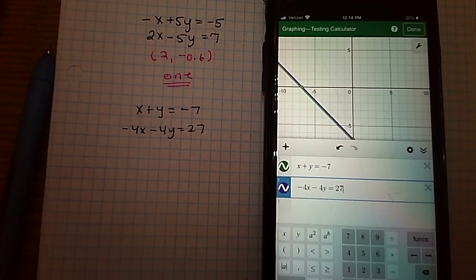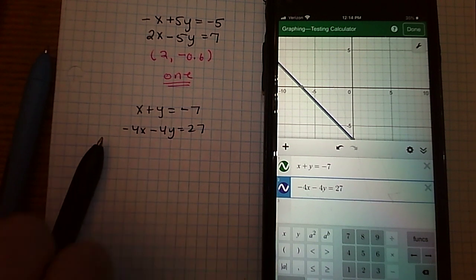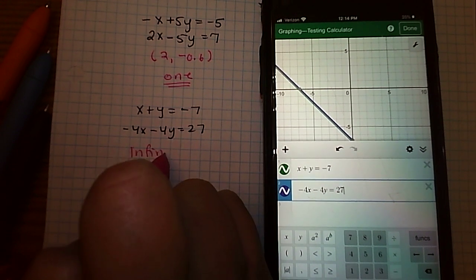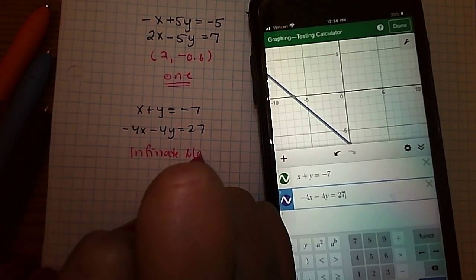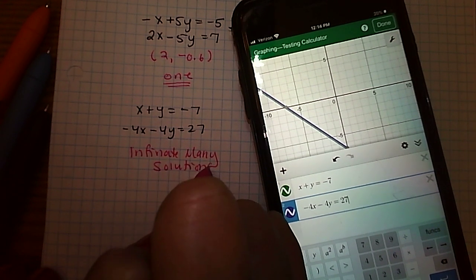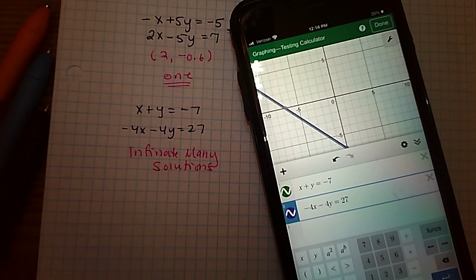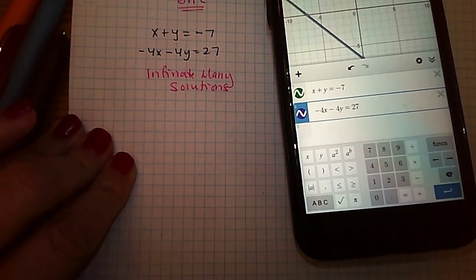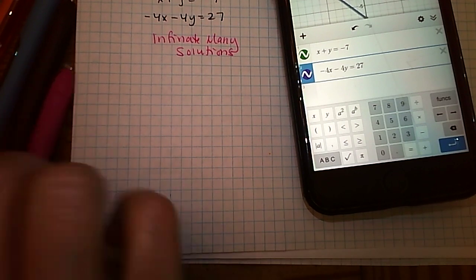When we look right here, the graph is on top of each other. There's no two lines. The graph is on top of each other. That means we have infinite solutions, infinite many. Because every point they have in common, because every point is on top of each other. So every point is in common. So our last and final example is going to be what? But I'm going to put it on there anyway.